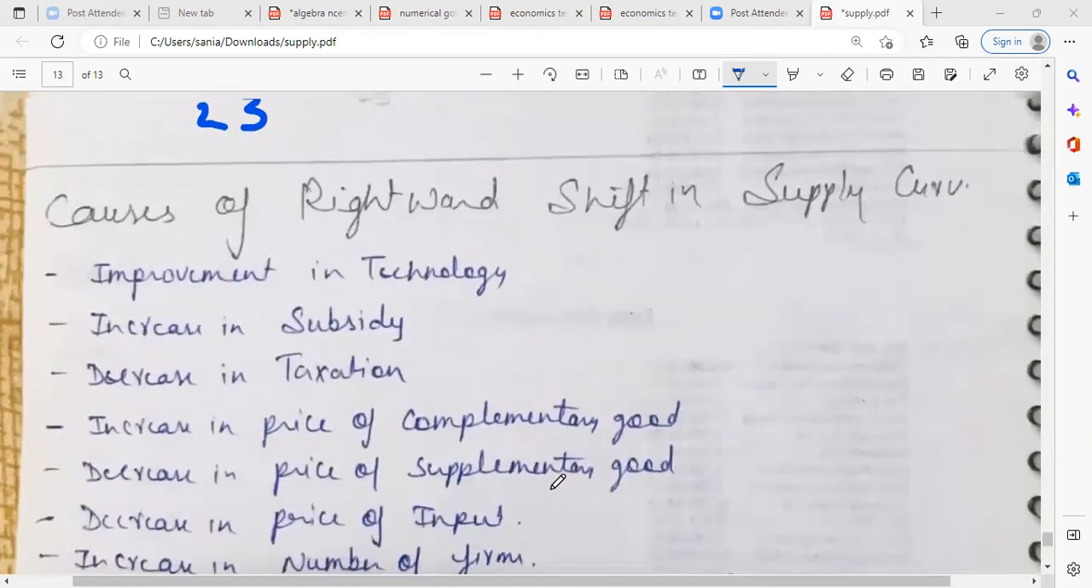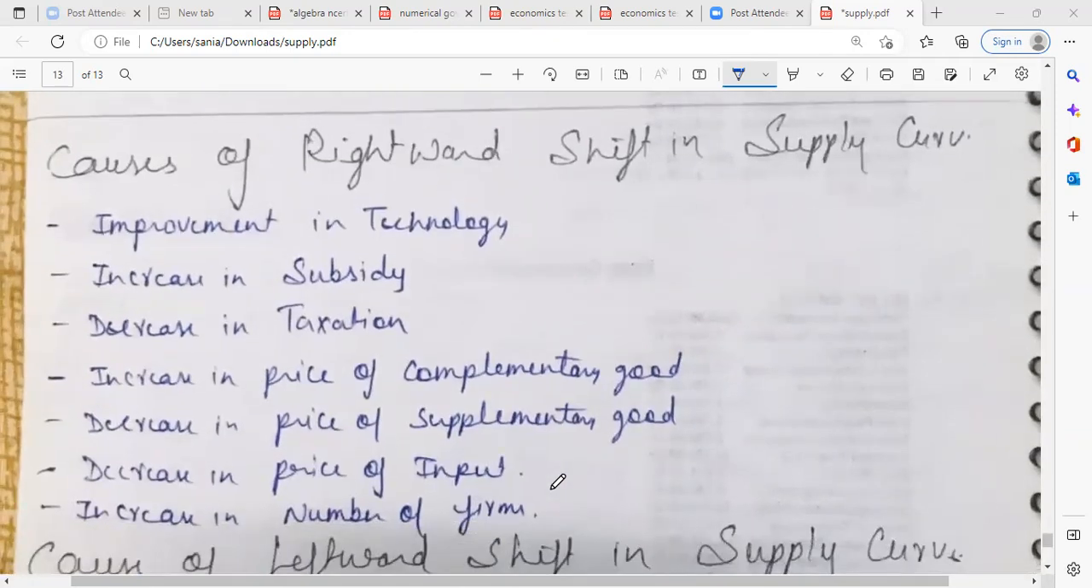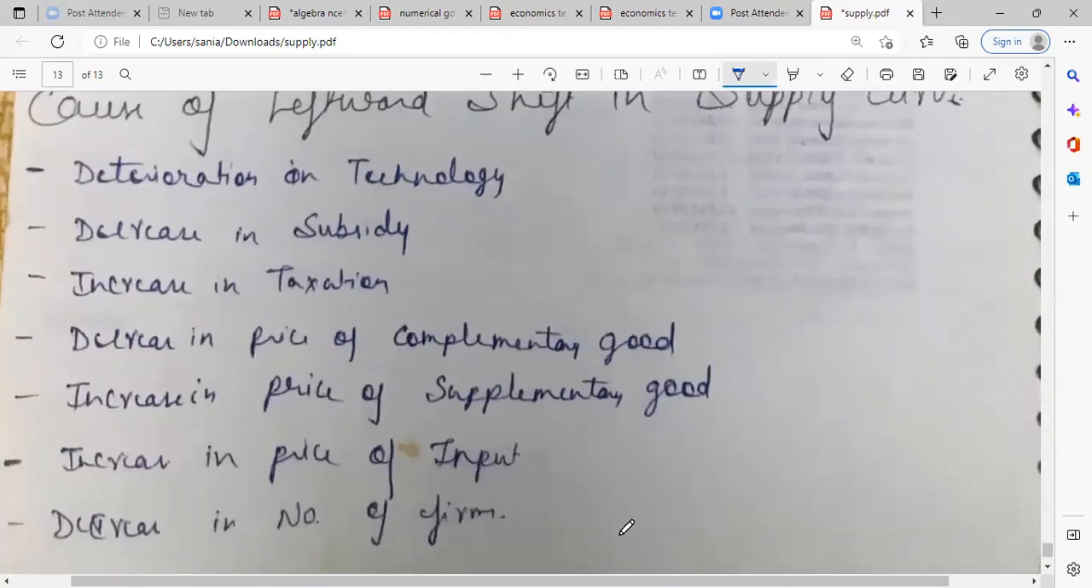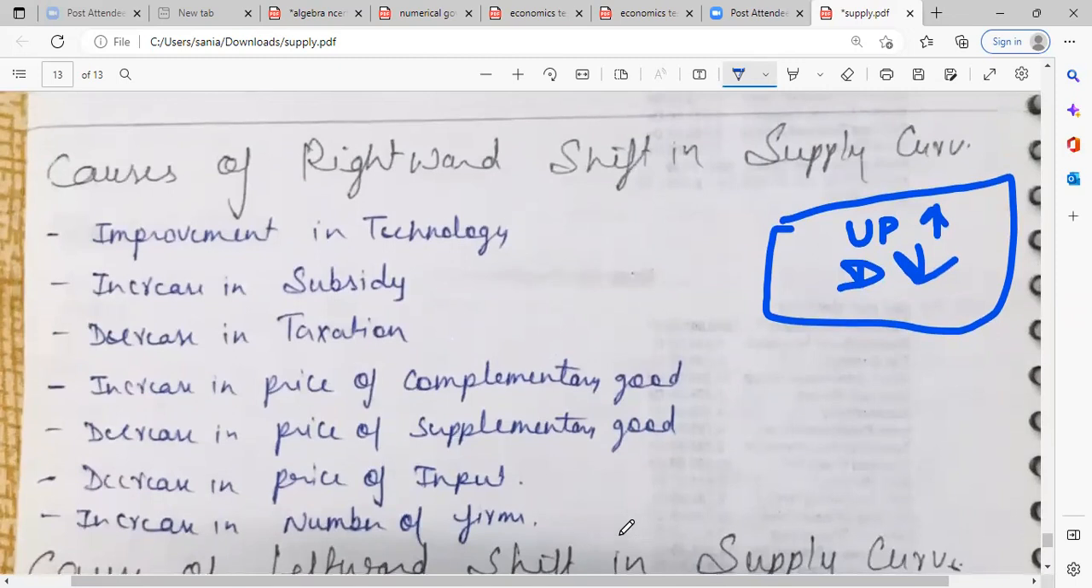But in case a question comes, what are the causes for movement? You can write it down inside and make a note like this. Causes for upward movement is basically increase in price, right? And causes for downward movement is decrease in price. Clear? And then you will write causes of rightward shift in the supply curve, all these points, and causes of leftward shift in the supply curve, all these points. Clear? Yes, ma'am.